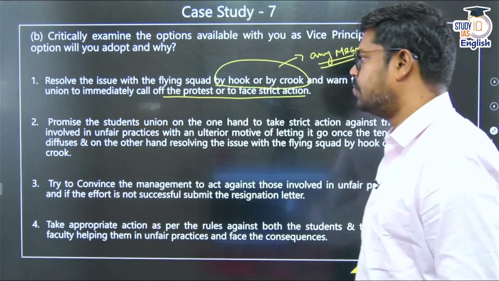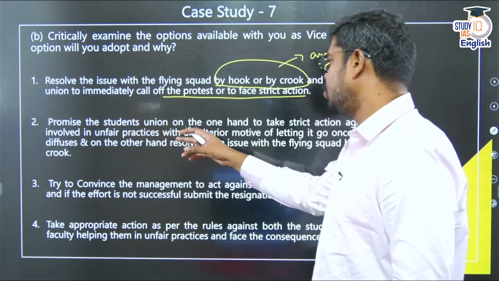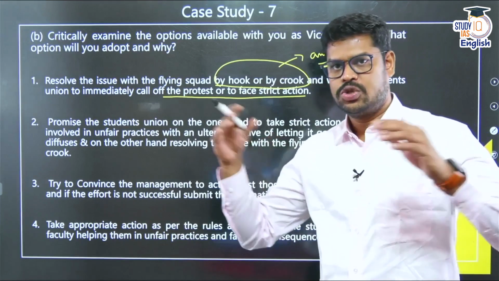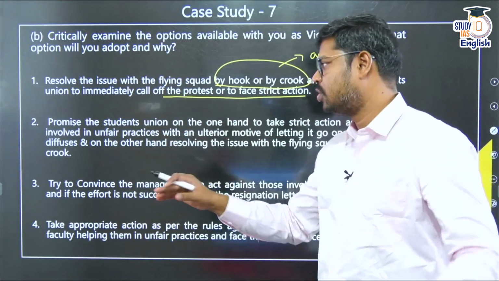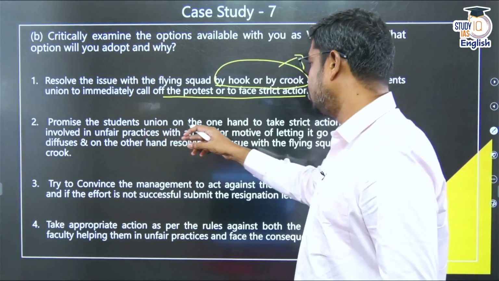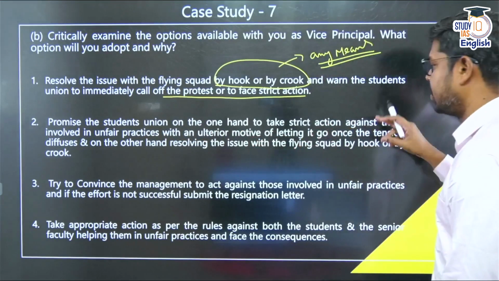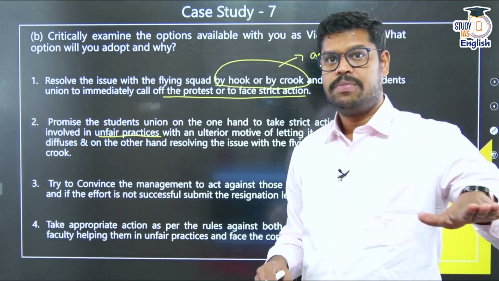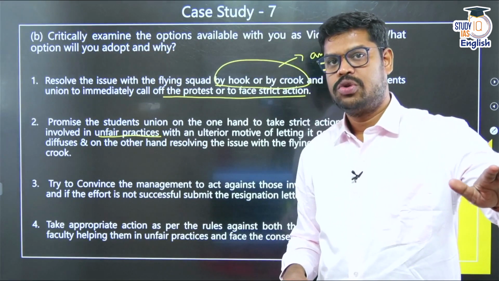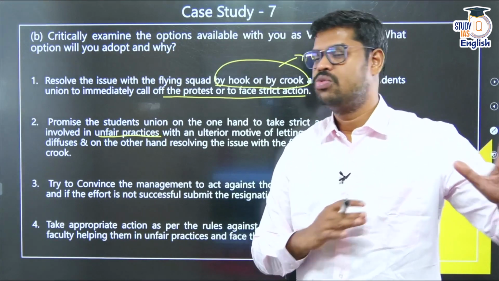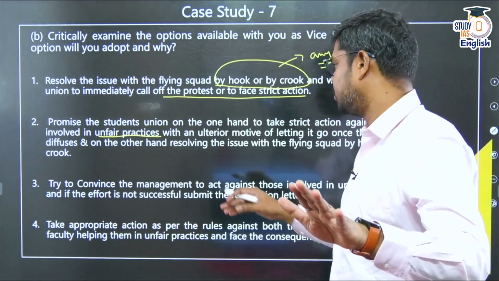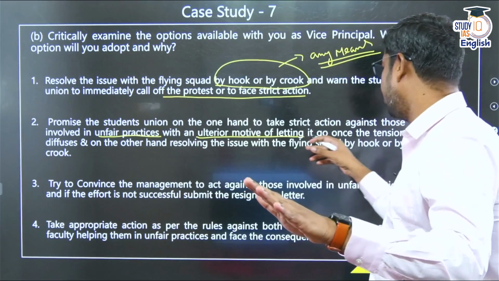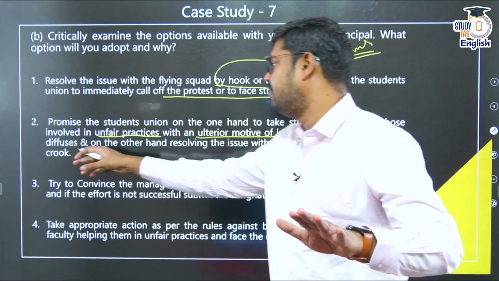Now come to the second option. Promise the students' union on the one hand. So simultaneously you are holding discussions with both the parties. Promise the students' union on the one hand to take strict action against those involved in the unfair practice. So what is the promise that you are making? You are promising the student union that I'll take strict action against those involved in the unfair practice, as a vice principal, with an ulterior motive of letting it go once the tension diffuses.